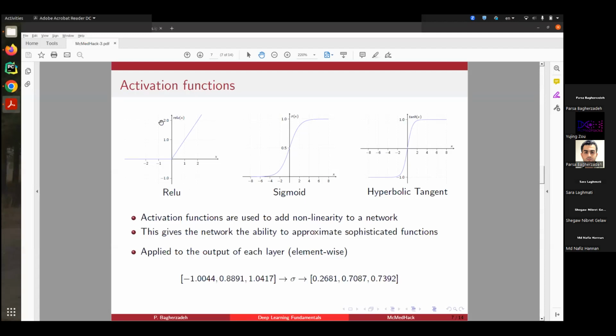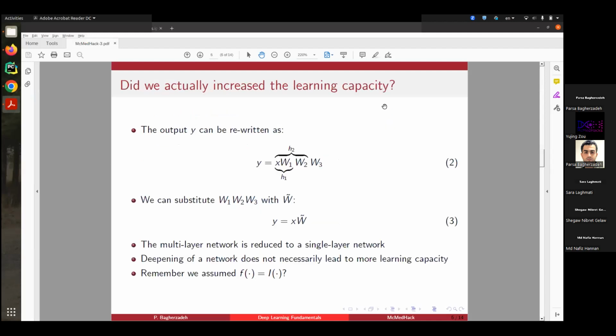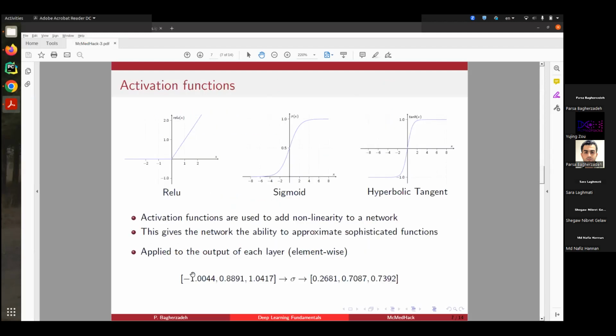So how are we using these activation functions? These activation functions are applied to the output of each layer in an element-wise fashion. Suppose the output of an arbitrary layer is this. The output of the first layer is H1, and H1 here is a vector, right? So suppose we have a three-dimensional vector like this, a set of arbitrary numbers.